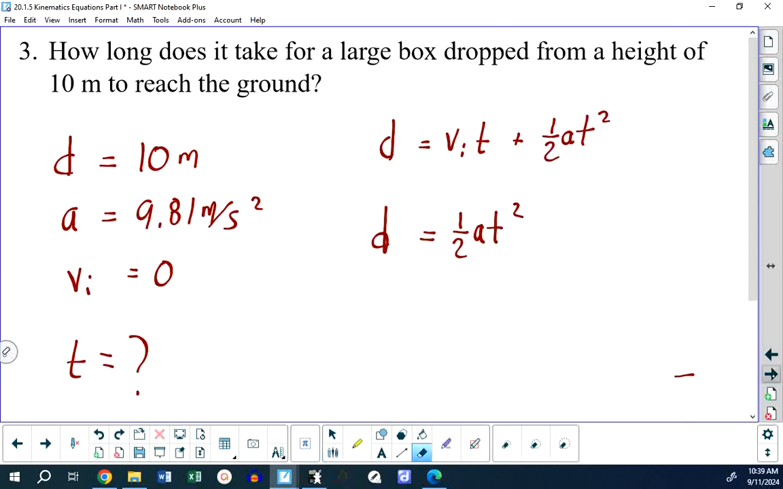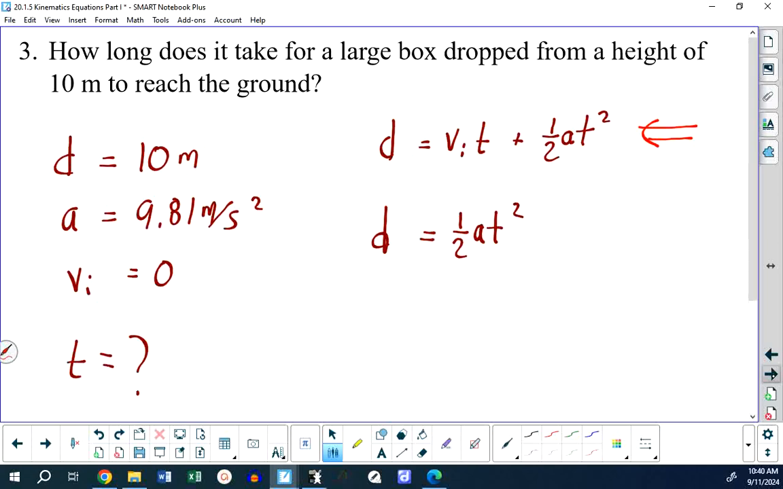But if VI is 0, it doesn't matter what T is, because 0 times the time will be 0. You won't have a term there. Just so you know, everybody, if VI is not 0, and you're trying to solve this equation for t, you can't do it unless you use the quadratic formula. That's the only way you could find t in this formula. But in this case, that VIT goes away. And for those of you that heard quadratic formula, it's something you would learn in Math 20.